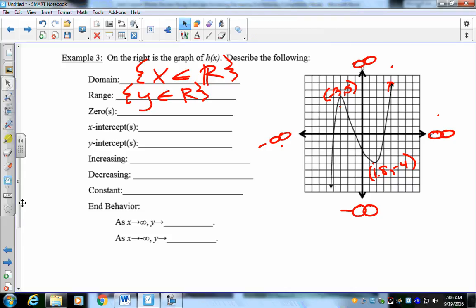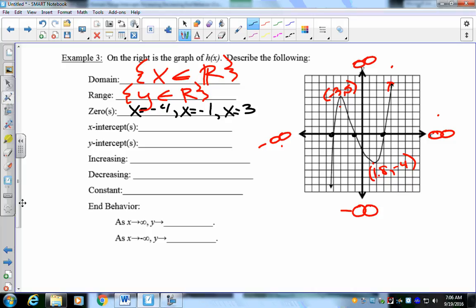All right, intercepts. It's crossing x at 3 places: at -4, -1, and +3. So x equals -4, x equals -1, and x equals +3. Okay, so I can write those as points. Oops, wrote them out of order. That's okay. All right, where is it crossing y? It's crossing right here.